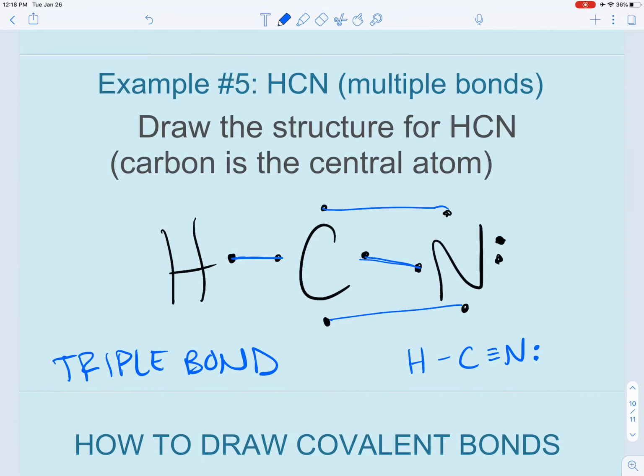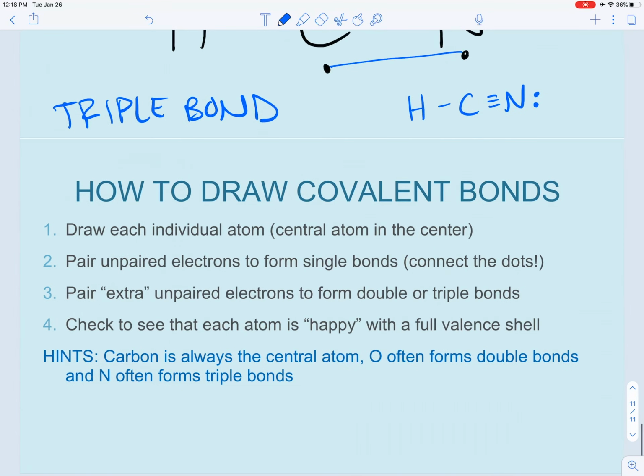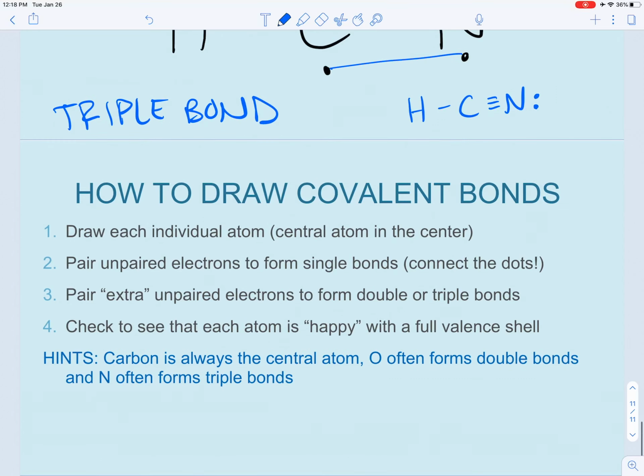So we did 5 examples together, and then you'll have 5 problems to do on your own. Here are some tips to help you. These tips are also going to be found on your worksheet. Okay, so make sure you review this video as you complete your worksheet, and come to class with questions.